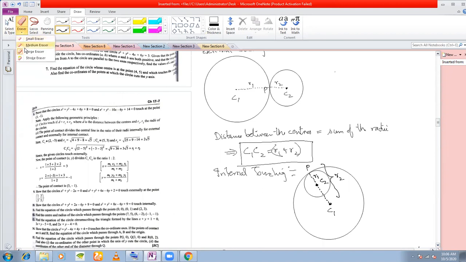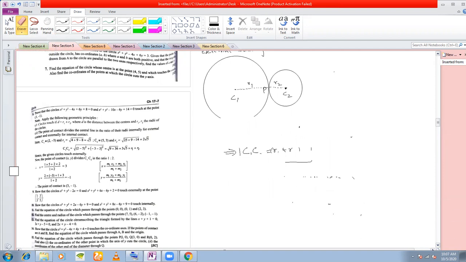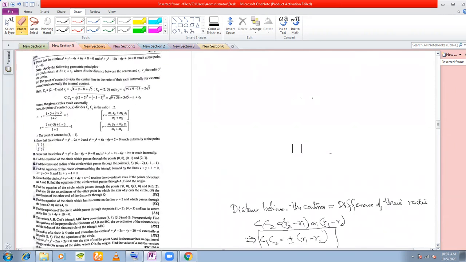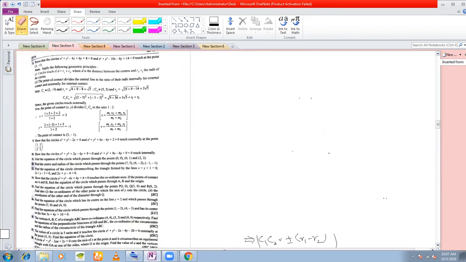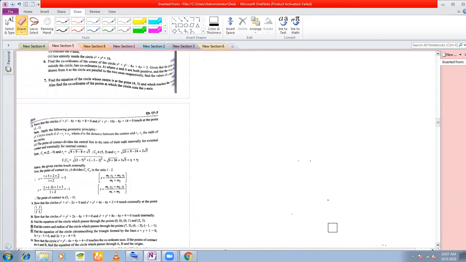Prove that these two circles touch at the point. The equations of the two circles are given. Now I don't know whether these two circles touch externally or internally, so both possibilities exist. What they have asked you is to prove that they touch each other. So we need to check whether they touch each other externally or internally.